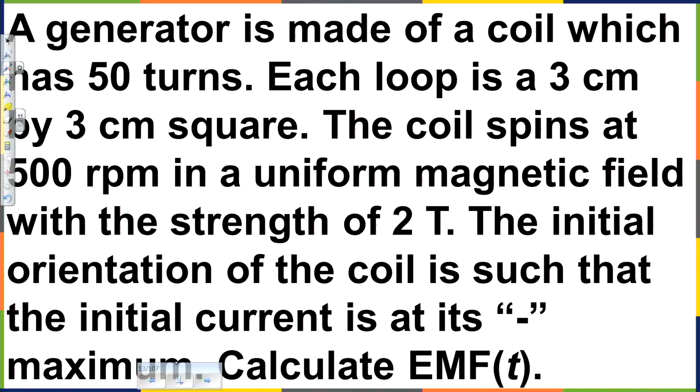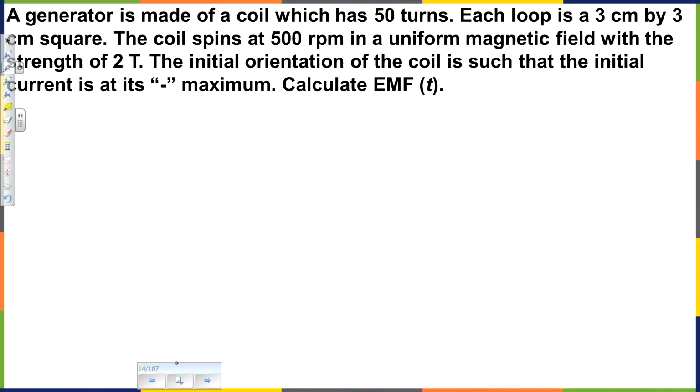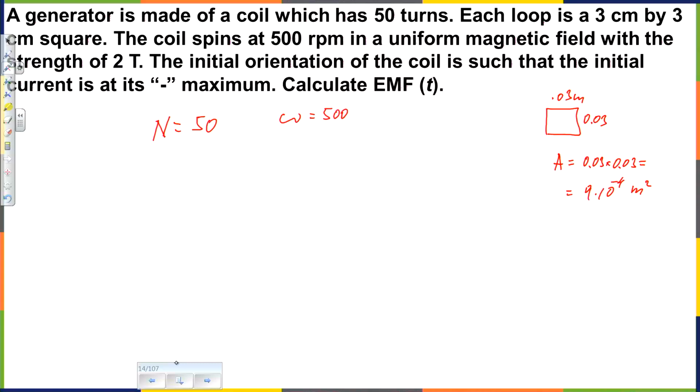This type of a generator, hand crank generator, yeah. So we just read number of turns, n is 50. Each loop has a certain area, 3 centimeters by 3 centimeters, 0.03 by 0.03. So the area will be 0.03 times 0.03, which is 9 times 10 to the negative 4 meters squared. It spins at 500 RPM.